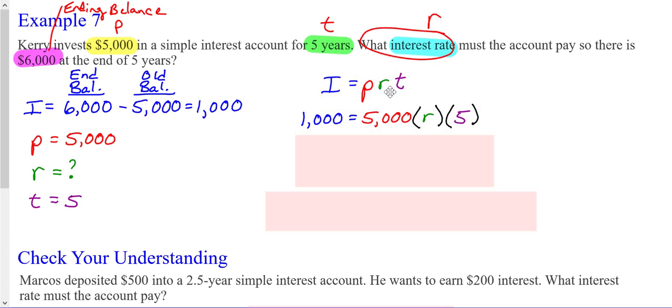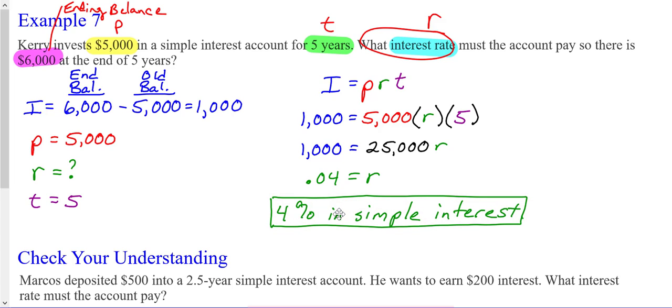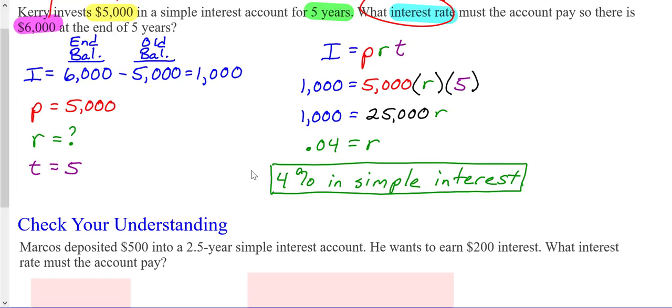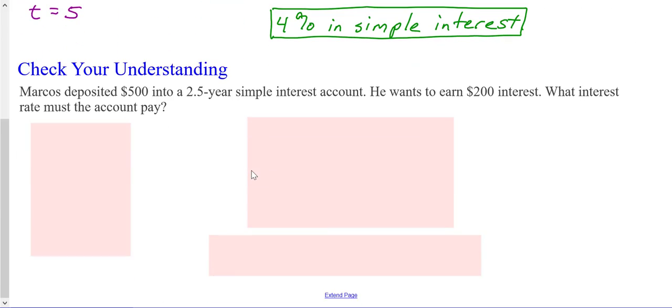So we fill in our formulas, and this time we're looking for R. We solve for R, and we end up with 0.04 equals R. Now remember, we want to convert this to a percent, so we need to move our decimal back 2 spots. So we are looking at 4% in simple interest to end up with a balance of $6,000.